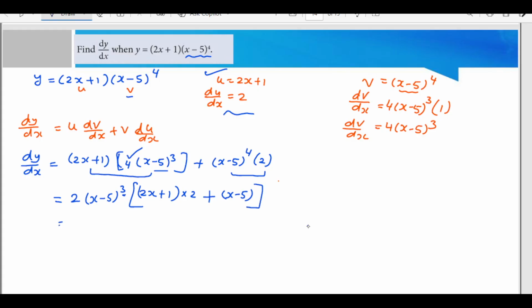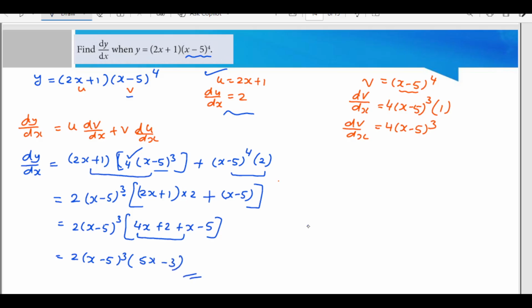Now we can rewrite this with further simplification, power 3. When you expand this bracket, this is 4x plus 2 plus x minus 5. So this is 2(x - 5)^3 times (4 + 1) x, minus 3, that is 5x minus 3. So this is our final answer.